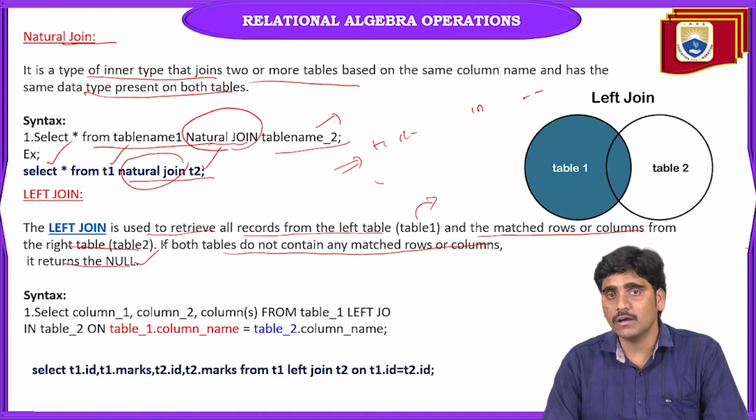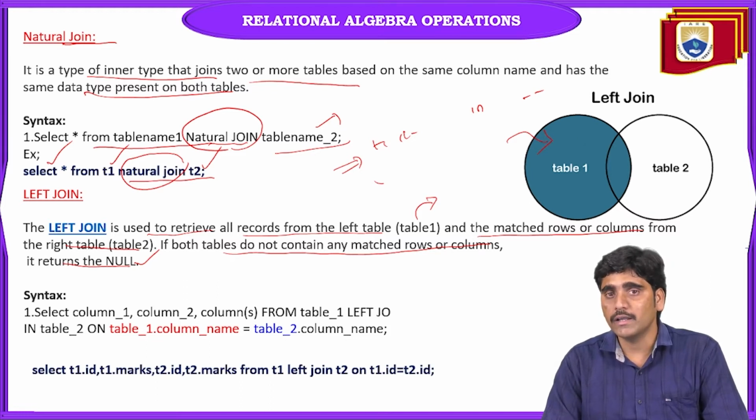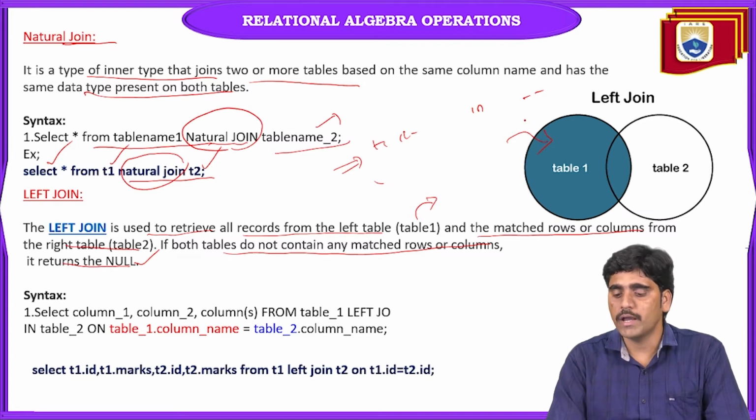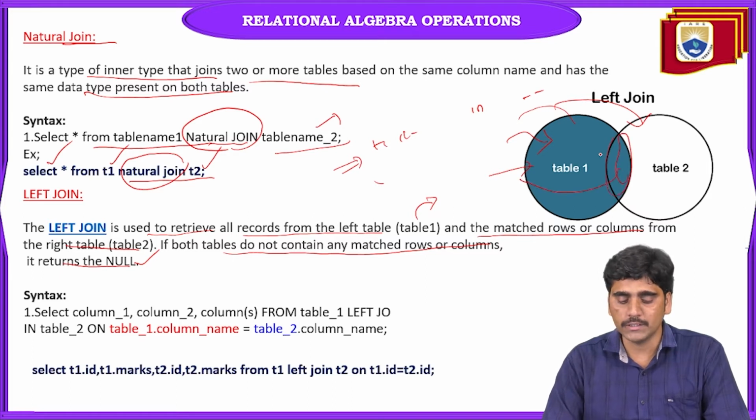So what left join tells us is all values from table 1, that is, all values from the left table, including matching values from both tables, table 1 and table 2. So the entire values from table 1 as well as matching values from table 2 will be displayed.